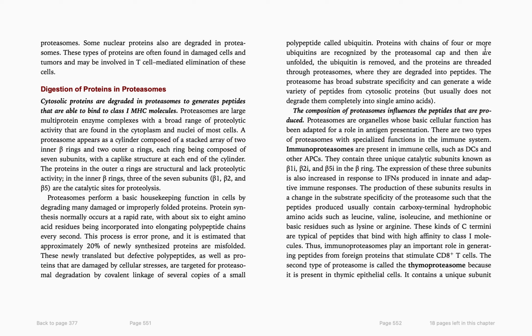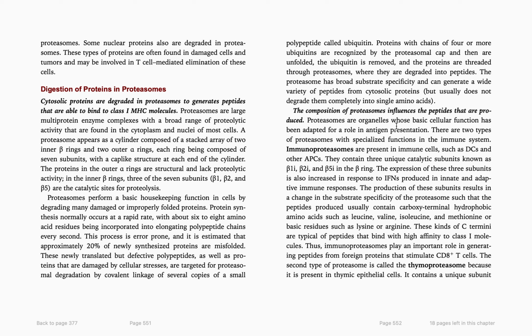Proteins with a chain of 4 or more ubiquitin are recognized by the proteasomal cap and then unfolded. The ubiquitin is removed and the proteins are threaded through the proteasome, where they are degraded to peptides. The proteasomes have broad substrate specificity and can generate a wide variety of peptides from the cytosolic proteins, but usually do not degrade them completely into single amino acids. The composition of proteasomes influences the peptides that are produced.